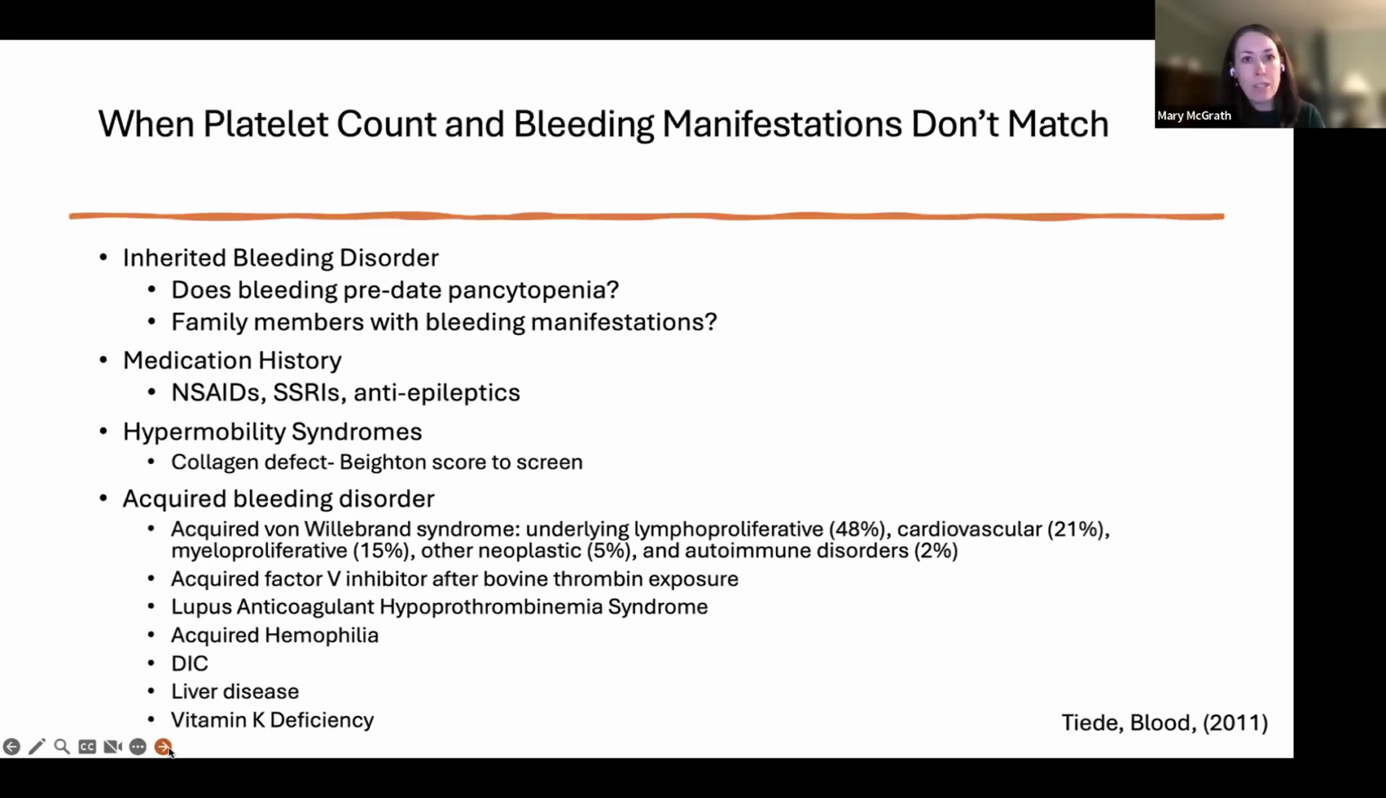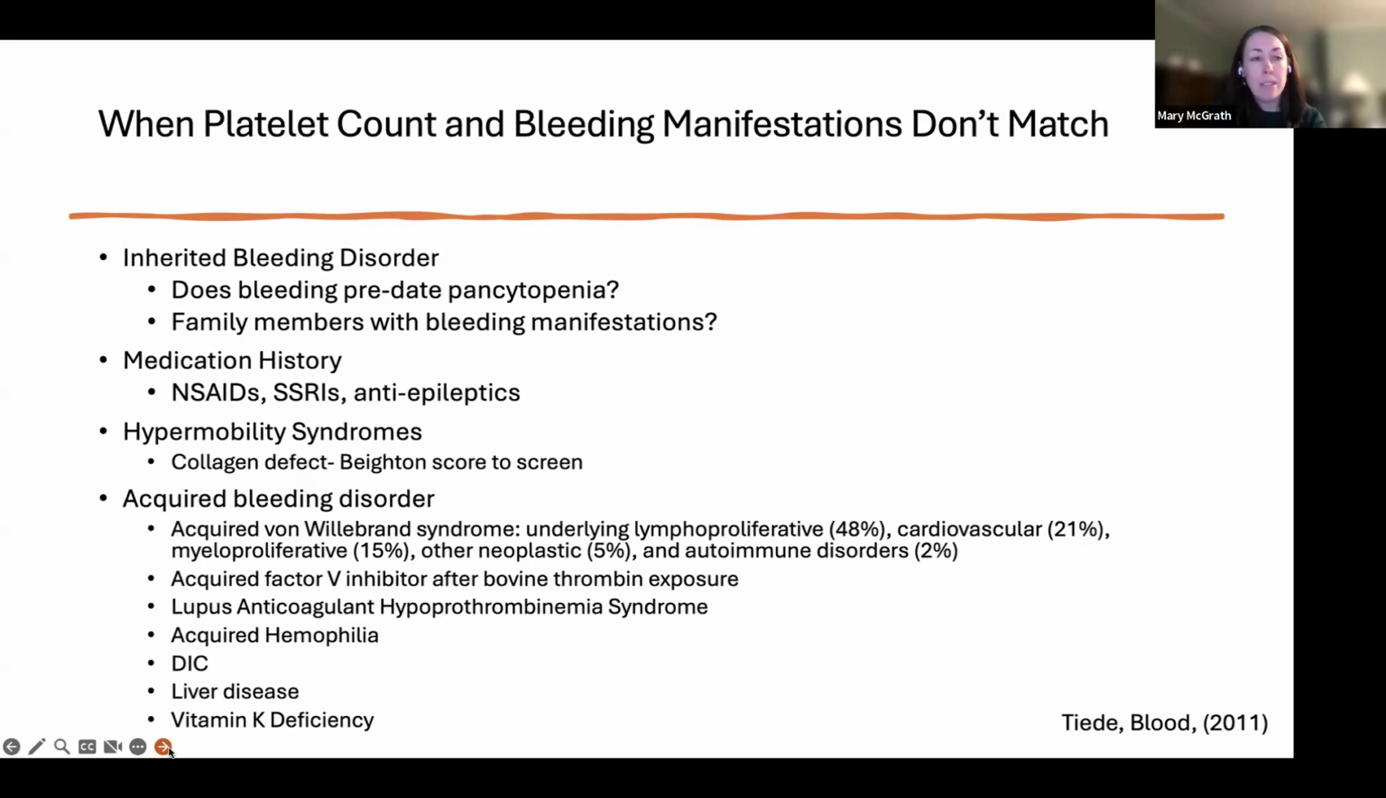Other things to always think about too are hypermobility syndromes, such as Ehlers-Danlos syndrome, that can be associated with various bleeding symptoms due to collagen defects. Screening for hypermobility syndromes is pretty simple. You can do a quick Beighton in the office to see if you have concerns for hypermobility. And while there's not necessarily a standard of care for treating bleeding in connective tissue disorders, sometimes vitamin C supplementation can be beneficial, especially for kids who are having recurrent mucocutaneous bleeding.